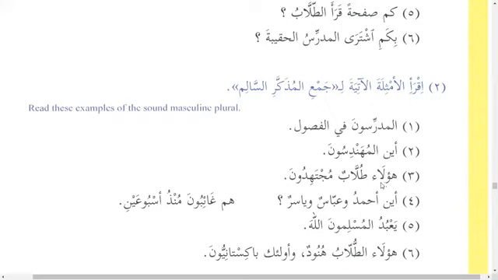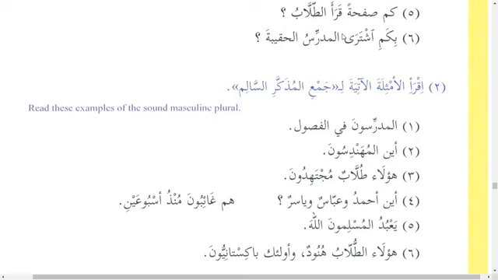Okay, let's proceed. Ha'ulai tullabun mujtahiduna. Please try to translate it and give me the breakdown of this sentence. These are hardworking students. Where shall we put is or are? In this case, we have to put are. These students are hardworking. Ha'ulai tullabun mujtahiduna: these are hardworking students.